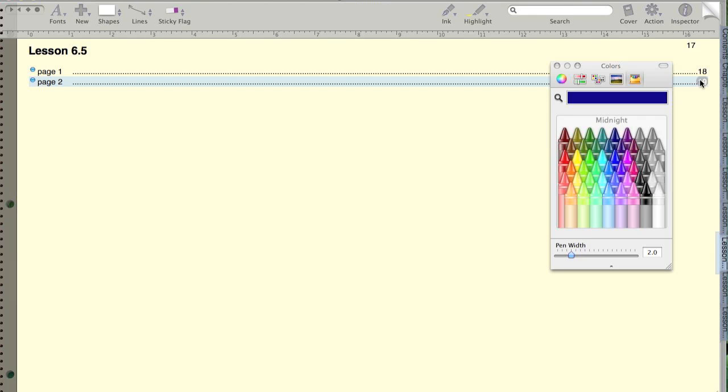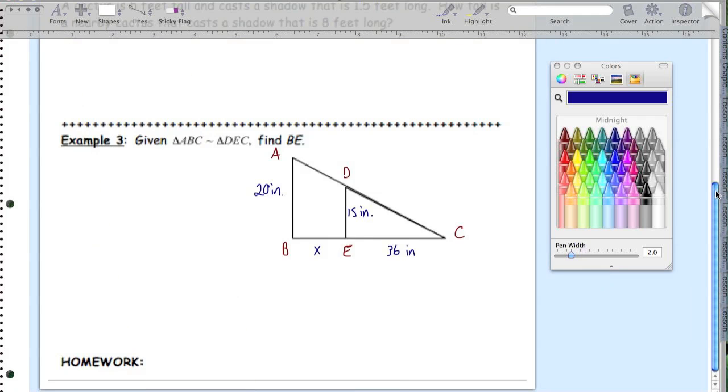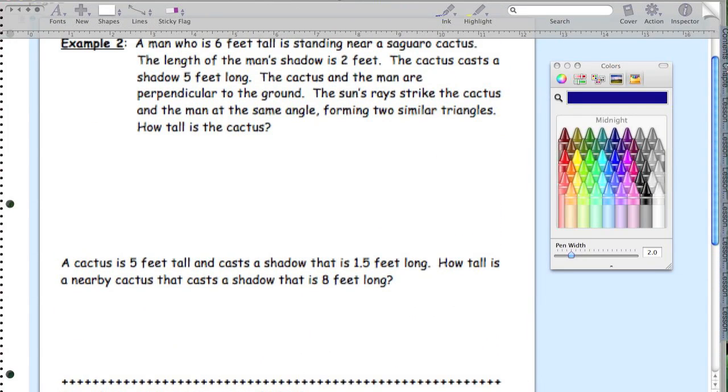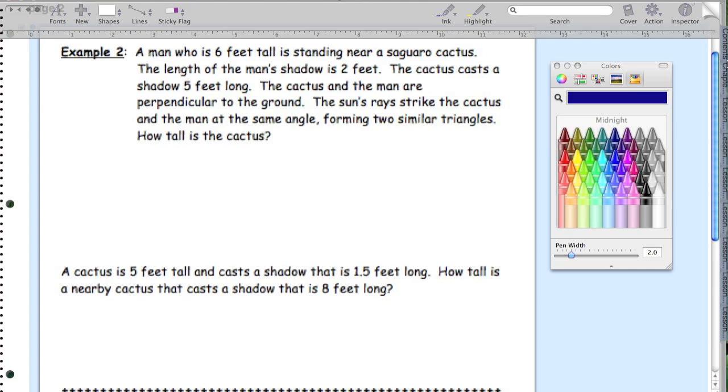Here we're going to look at a word problem, and in this word problem, we're going to talk about cactus. It says a man who is 6 feet tall is standing near a saguaro cactus. The length of the man's shadow is 2 feet. So here's our man, and he's 6 feet tall. He has a shadow that's 2 feet long. Okay, now the cactus casts a shadow 5 feet long.